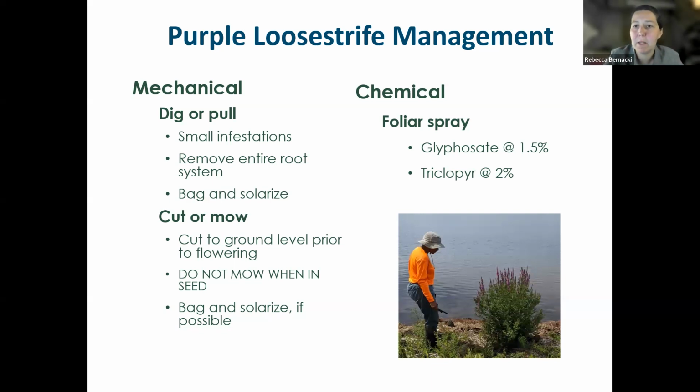We can use a glyphosate-based product at 1.5% concentration or a triclopyr-based product at 2%. Again, these are just the concentrations based on some products that we at APIP are using. You always want to check the label for the proper dilution rate for the product that you have.